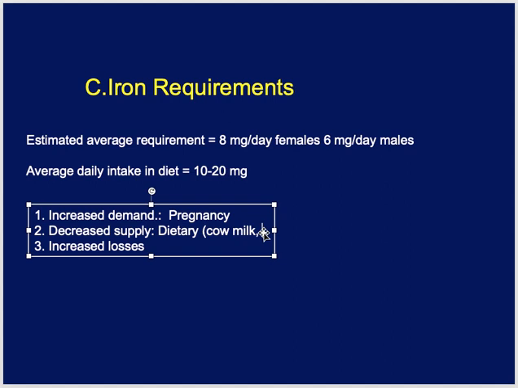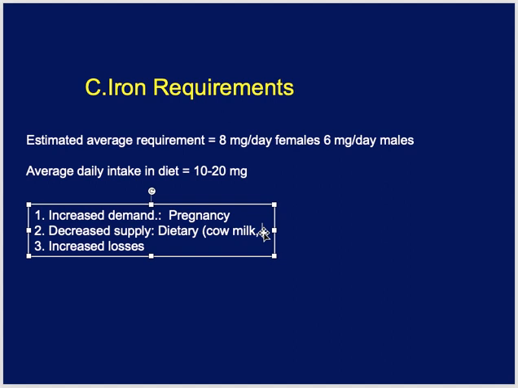Many elderly people, when they don't have good teeth and they are weak, cannot chew many things like meat, for example. So they can develop iron deficiency anemia easily.